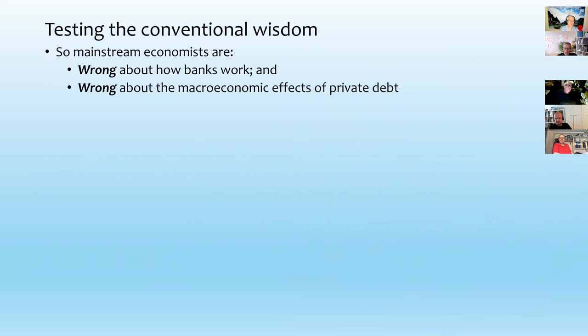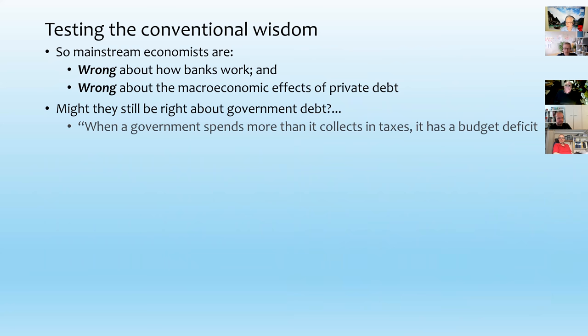So the neoclassicals are wrong about how banks work. They're wrong about the macroeconomic impact of private debt. Could they be right about government debt? Well, I've been through that as well. So I'll stop at that point on the private debt.